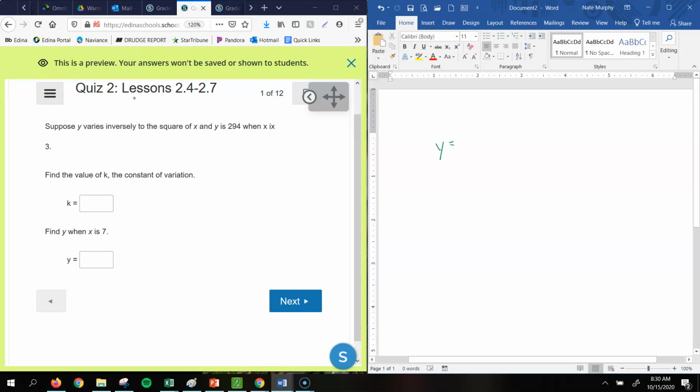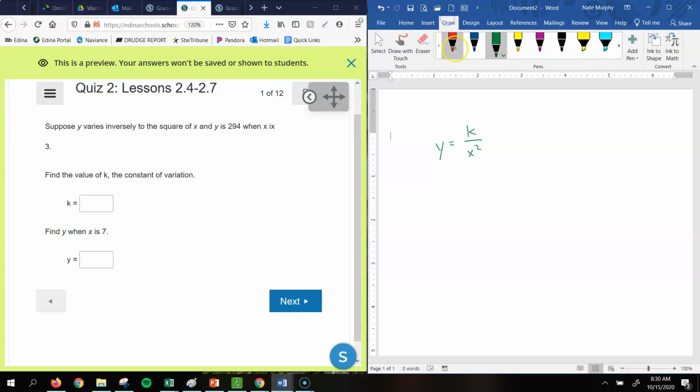Now the first thing I notice is it says y varies inversely to the square of x. So remember, that means it's going to be in the form y equals k over x squared. So that's my first step, just to write a general equation so I know what form I'm working with. And then we know that y is 294 when x is 3. So now I'm going to put 294 in for y, equals k divided by, and I'm going to put the value when x is 3. So it'll be 3 squared. Now don't forget to square the 3 there.